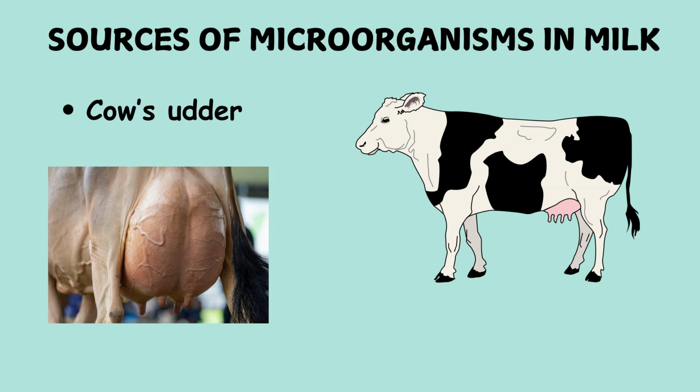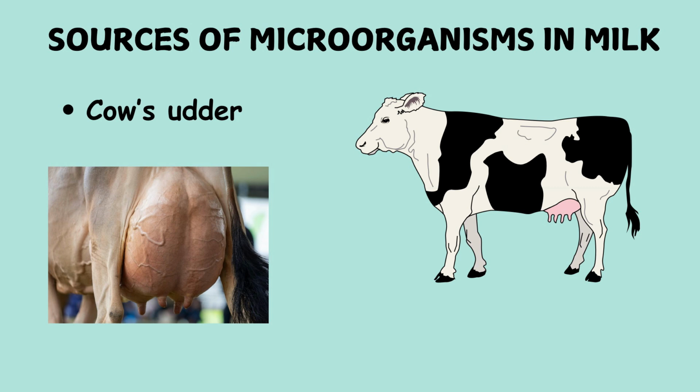Sources of microorganisms in milk. Microorganisms in milk can come from various sources throughout the production, handling, and processing stages. One of the major sources of microorganisms in milk is the udder of the cows. Milk from animals naturally contains microorganisms from the udder. These microorganisms can be a part of the normal microbial flora of the animal, but they can also include pathogens or spoilage microorganisms.